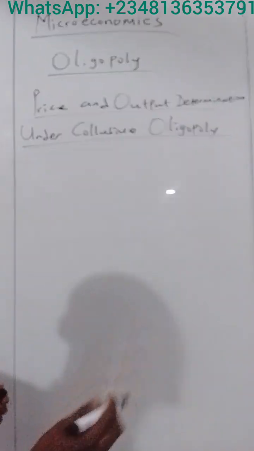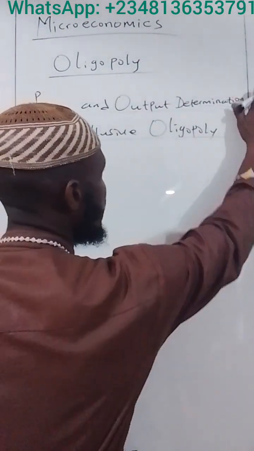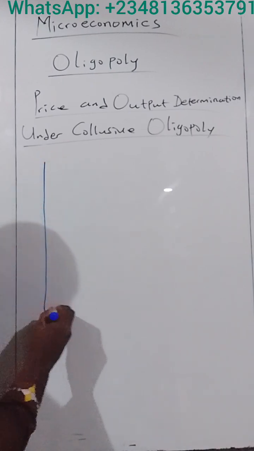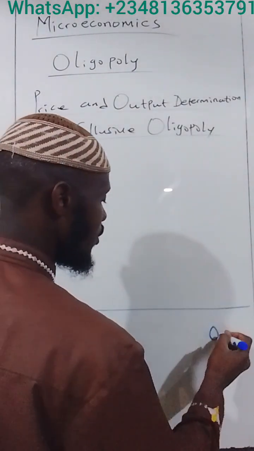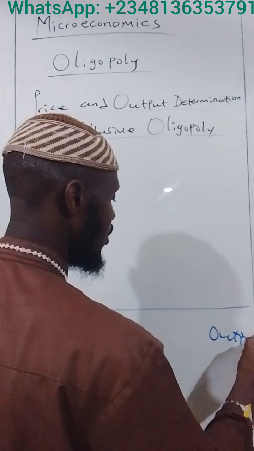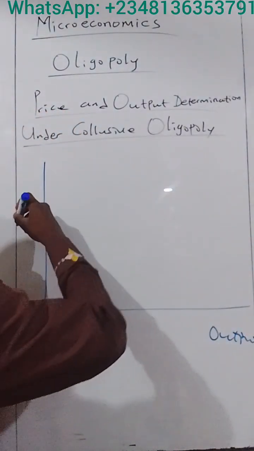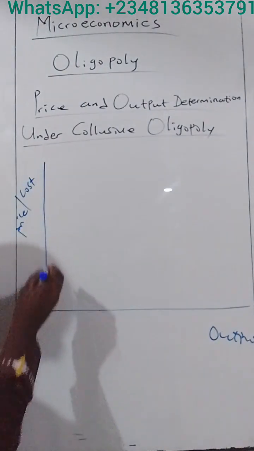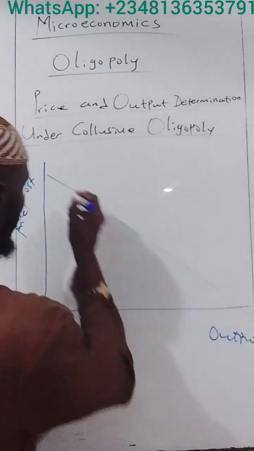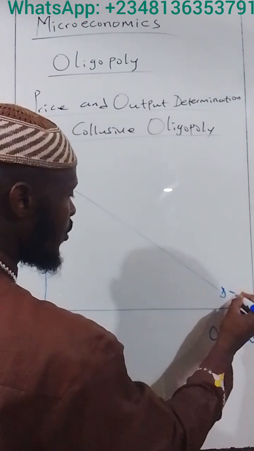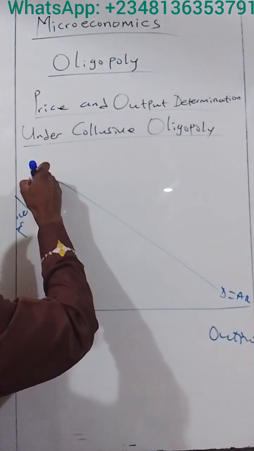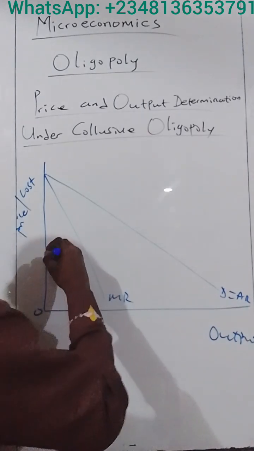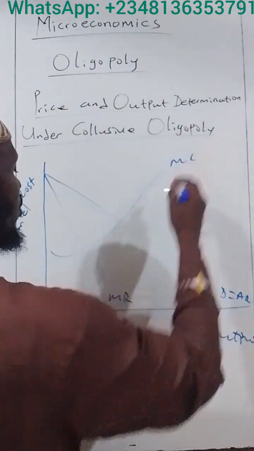So let's take a look at this illustration. We have quantity, that is output, here. This is the origin. We have price and cost here. We have the demand curve, which is also known as the average revenue curve. Here we have the marginal revenue curve. Then we have the marginal cost curve here.